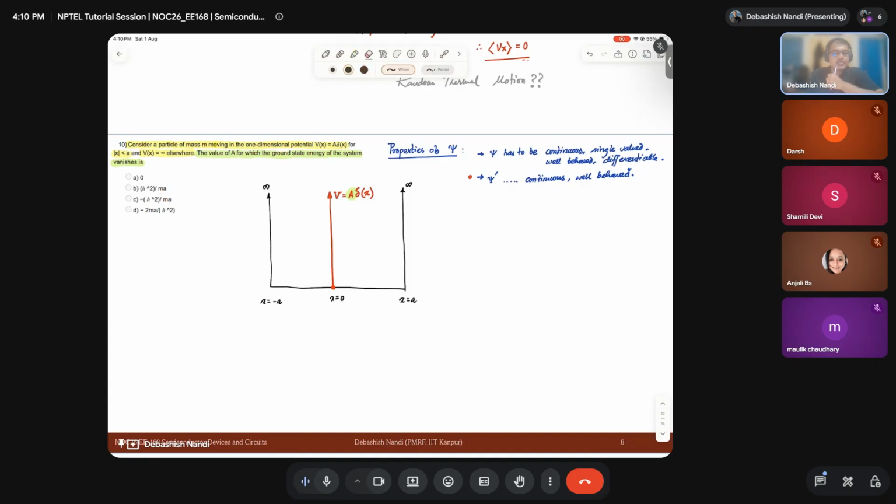So the question now is, does it emulate any particular practical scenario? How can we have a delta infinite potential? Or for that matter, where do we see delta functions in real life? That will be a more valuable question. Anyone? Where do we see delta functions in real life?